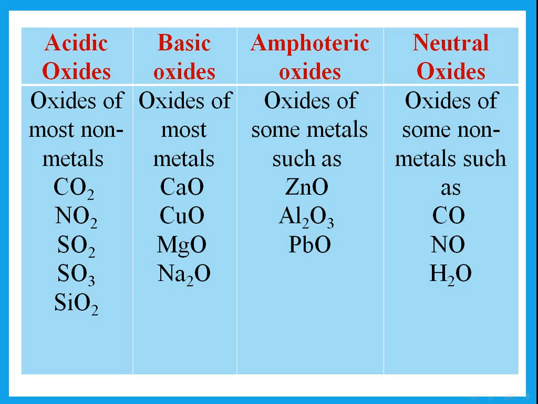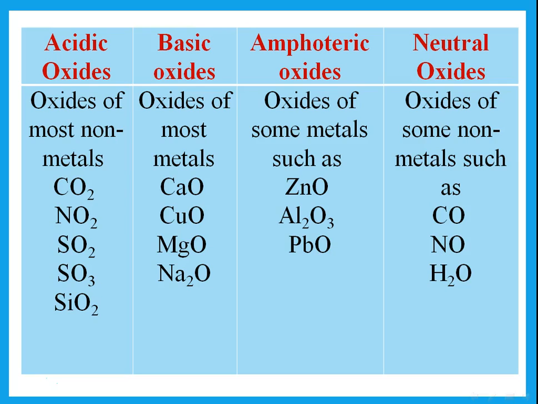Now, which oxides are acidic, basic, amphoteric, neutral? Remember that oxides of most non-metals are where in the periodic table? Non-metals are on the right side of the periodic table. So oxides of most non-metals are acidic. Carbon dioxide, nitrogen dioxide, sulfur trioxide, silicon dioxide, all of these are acidic. Acidic means, first of all, if they dissolve in water, they form acid and they will react with a base. So oxides of most non-metals are acidic, but there are some exceptions.